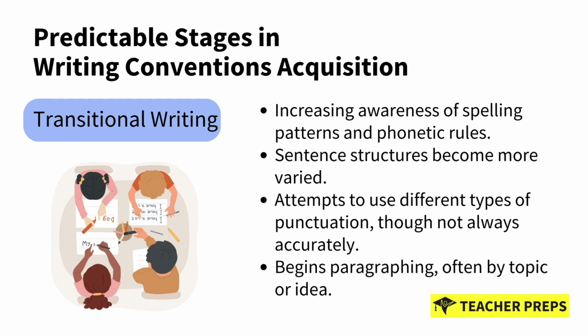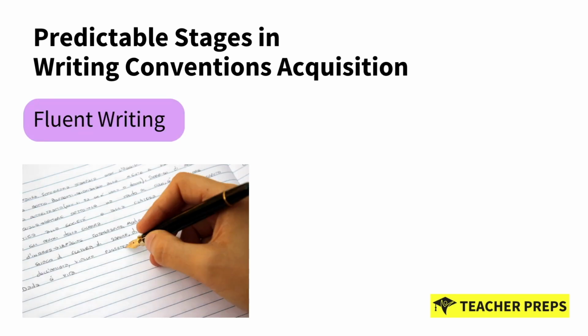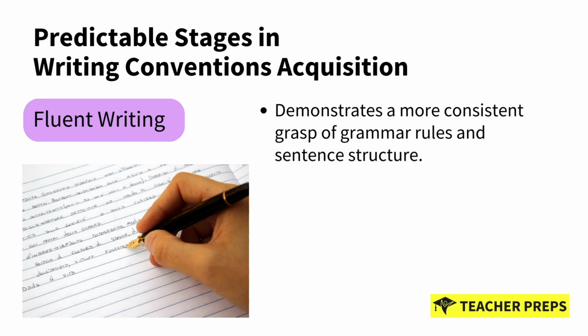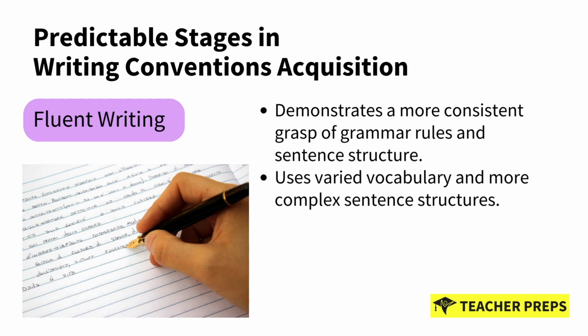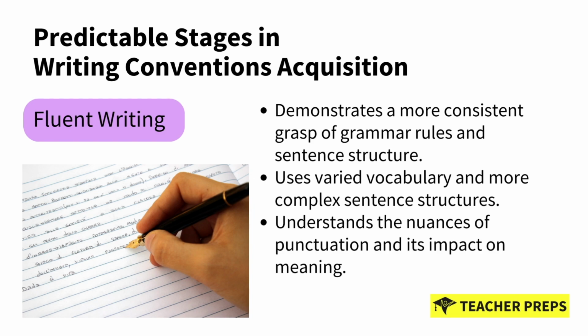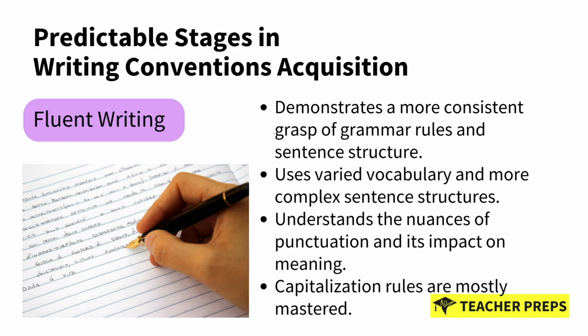The next writing stage is called the fluent writing stage, where we can see that students have reached this stage by the following indicators. The student demonstrates a more consistent grasp of grammar rules and sentence structure, uses varied vocabulary and more complex sentence structures, understands the nuances of pronunciation and its impact on meaning. Capitalization rules are mostly mastered.